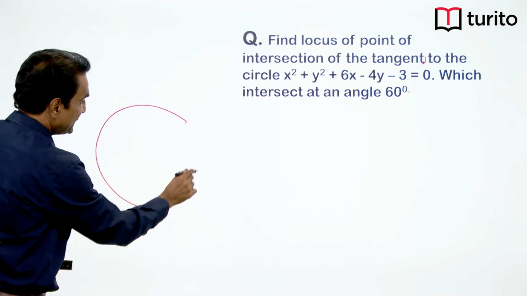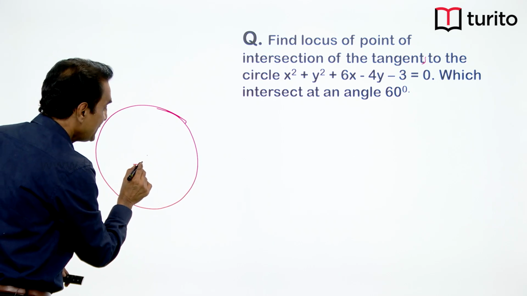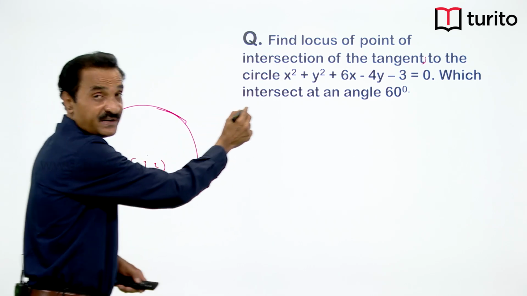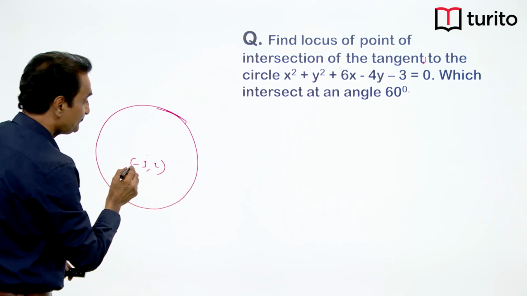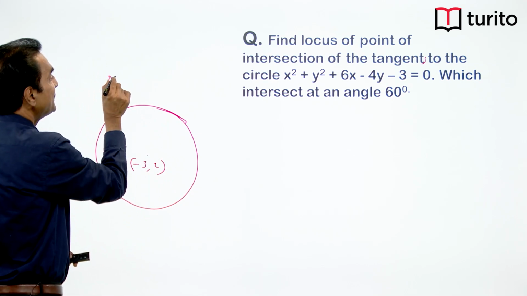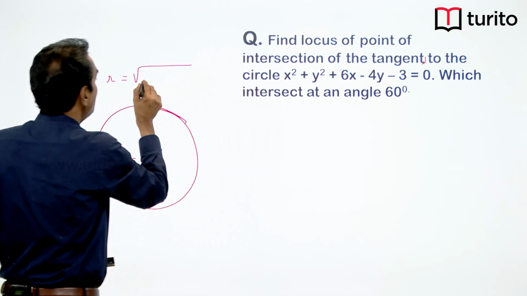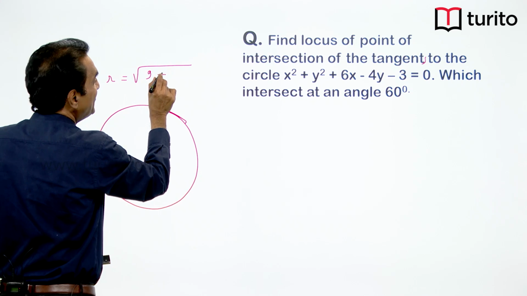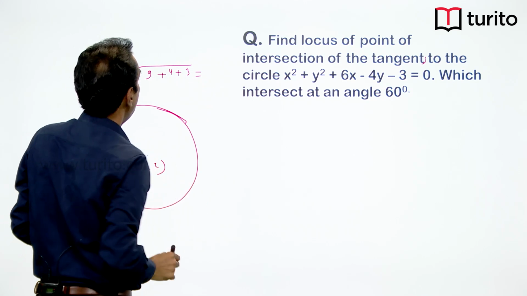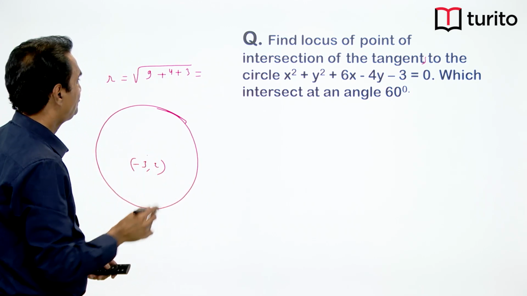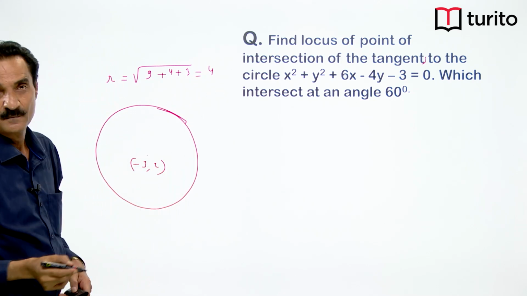Suppose this is a circle, it has center minus 3 comma 2, that is minus g minus f, and what is its radius? Radius r is root over g square plus f square minus c. G square is 3 square, 9 plus f square is 4 minus c is plus 3. How much are you getting? This is root 16 is 4. Radius of the circle is 4.